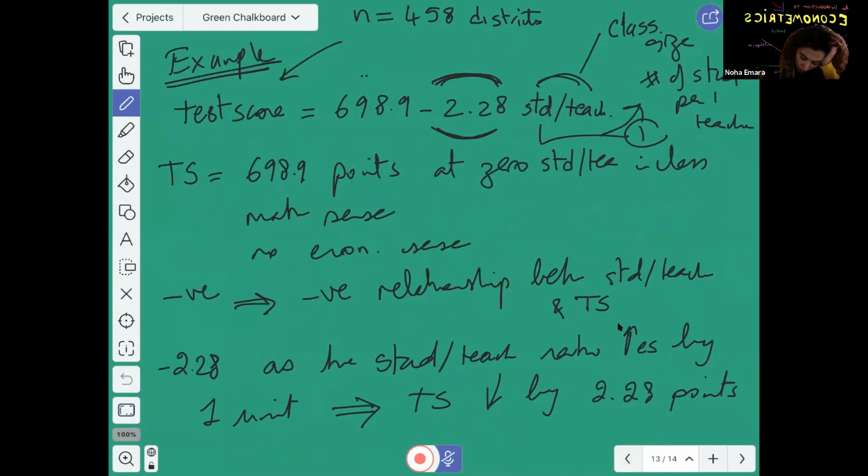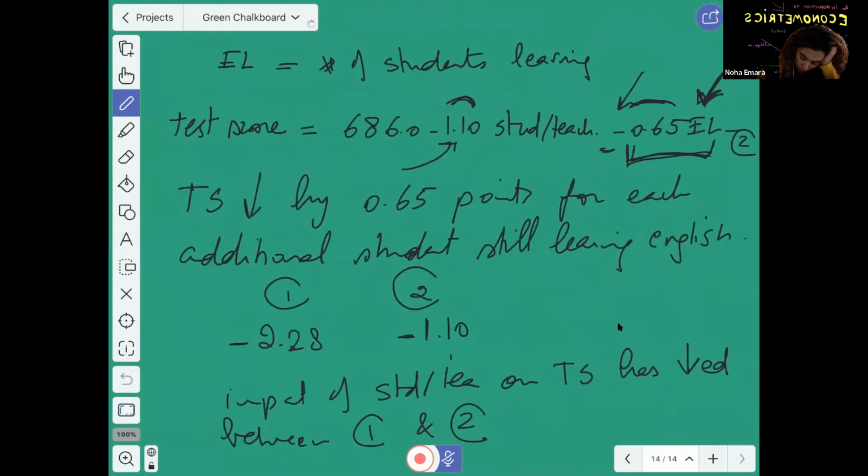However, if I included EL and I don't see any change, like let's say the number here stayed around 2.2, then I won't say that there is any connection. I would say that there is no connection between English learners and student per teacher. What I see here is a change in the coefficient of student-teacher ratio, and this implies that it was absorbing, right? It was absorbing the impact of EL.